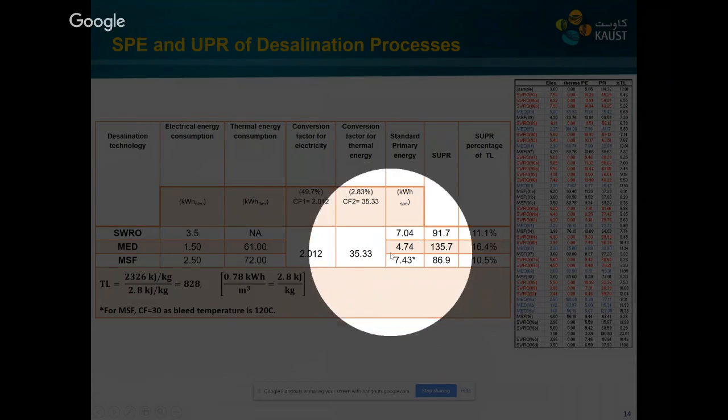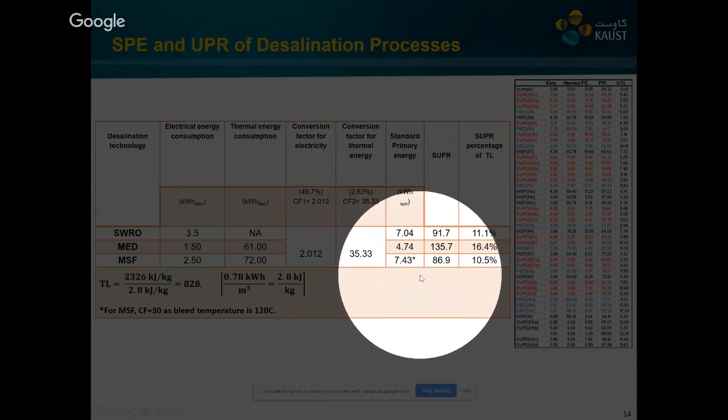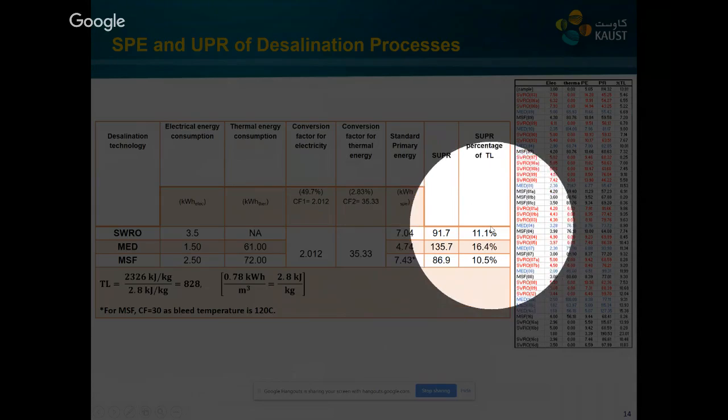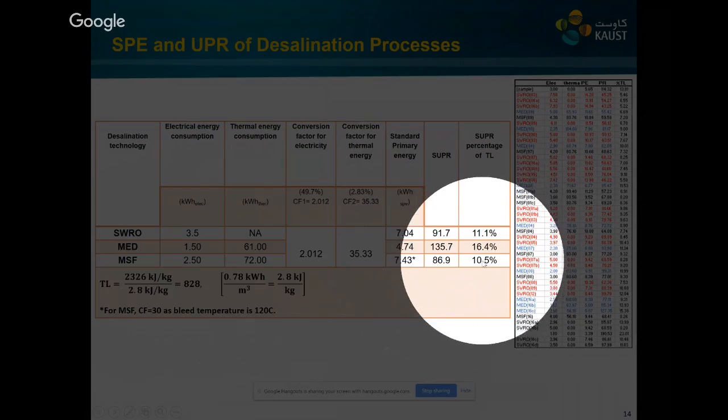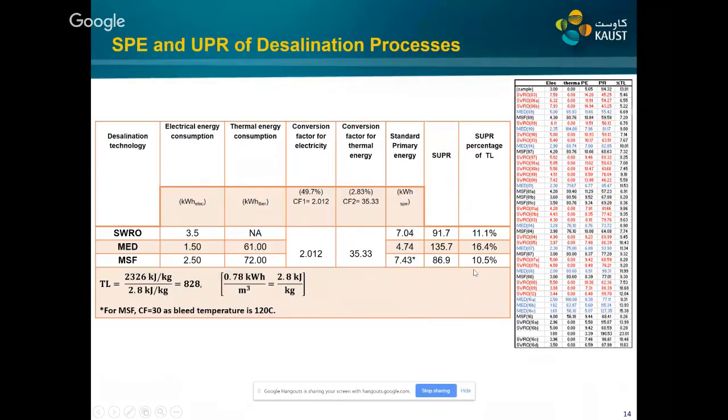So if we compare these numbers with the thermodynamic limit performance ratio, it's very interesting to see that all the processes are actually operating at 10 to 17% of the thermodynamic limit. As I showed earlier, both groups, SWRO and the thermal processes, claim they are very efficient, but unfortunately both are not. We are only operating at 17%, or 16.4% maximum, of the thermodynamic limit, and there is a huge gap available for development to improve the process efficiency.